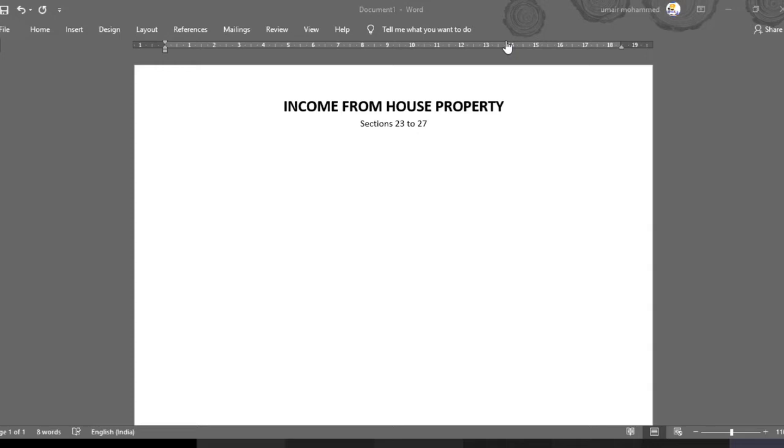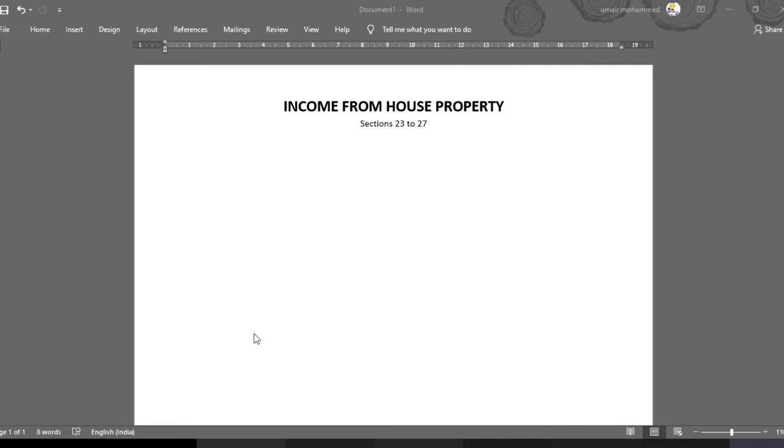We have to examine the provisions which you see on your screen, which is section 23 to 27. Once we are familiar with all these provisions, you will be in a position to answer any kind of transaction confidently. So what are the provisions? In order to consider any income or any transaction as income from house property, what are the provisions? So let's study these provisions.